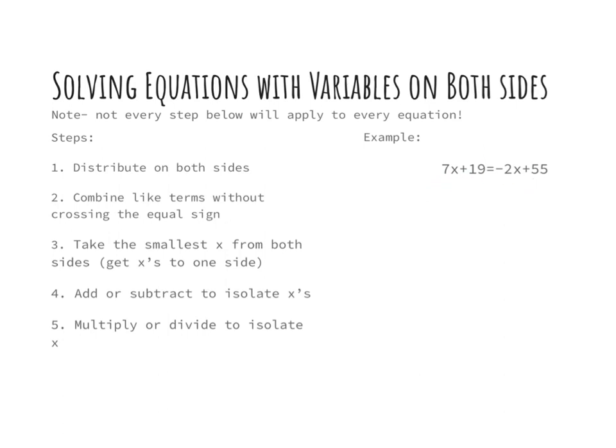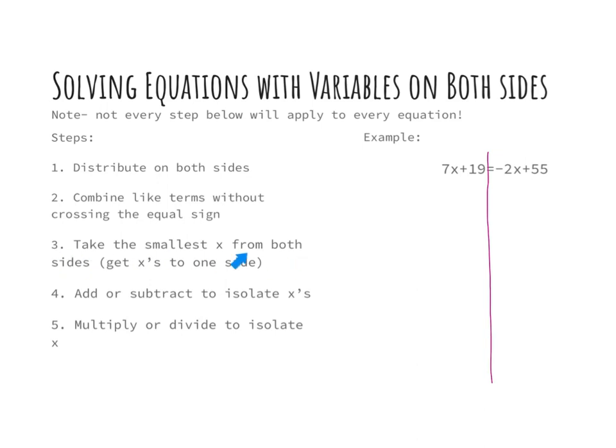But if you have parentheses, you're going to want to distribute on both sides without crossing that equal sign to get rid of those parentheses. And then if there are like terms on either side, this can be where it's really helpful to draw that line down the middle so you don't cross it and start combining like terms that are not on the same side. So over here I have 7x plus 19, not like terms, so there's nothing to combine there. On the right side, negative 2x plus 55, nothing to combine there either. So these first two are not necessary to this particular example.